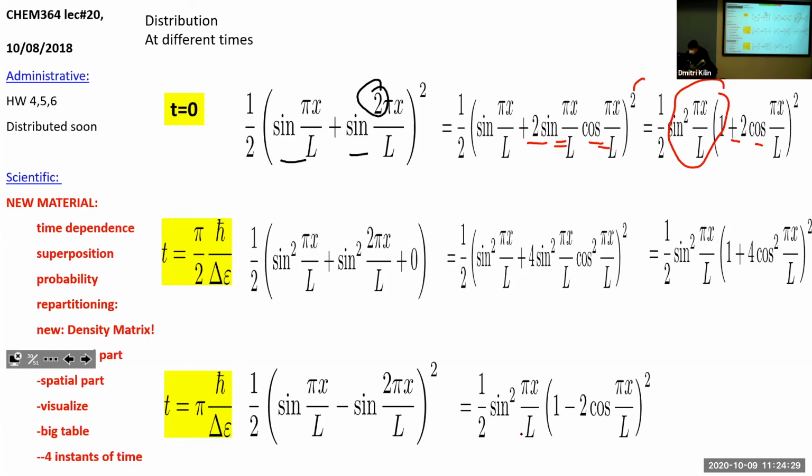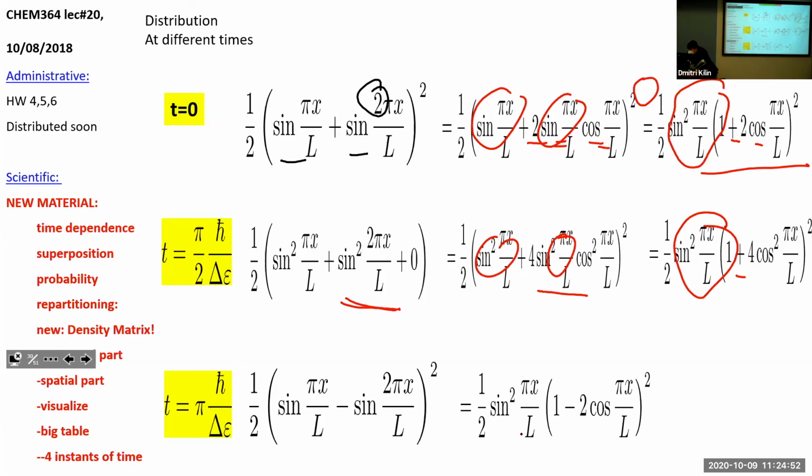Okay, so because of the square, this and this can go out of the bracket. So this one is ready for plotting. In the middle one, we can also expand sine of double argument and put sine squared out of the bracket. And inside the brackets, if we remove this sine squared, then you will have 1 plus 4 cosine squared.